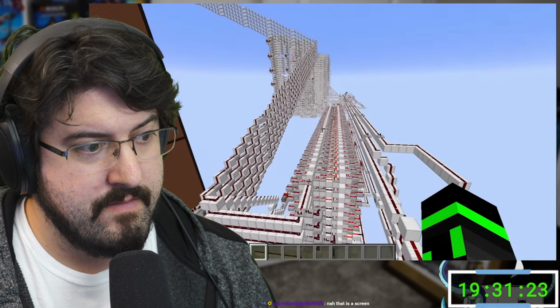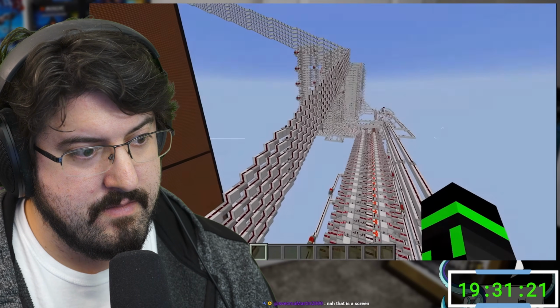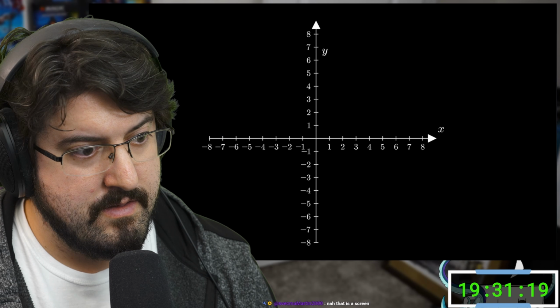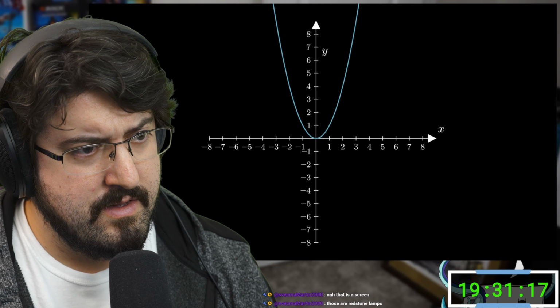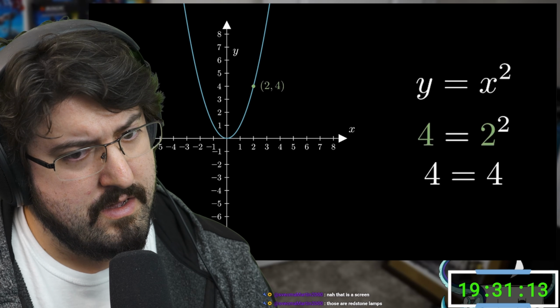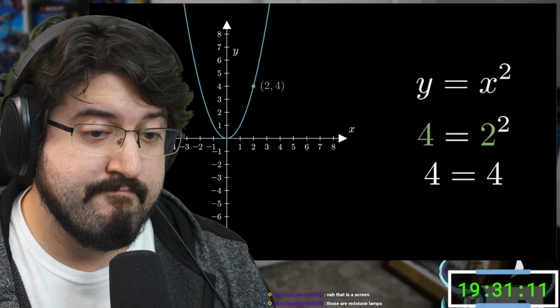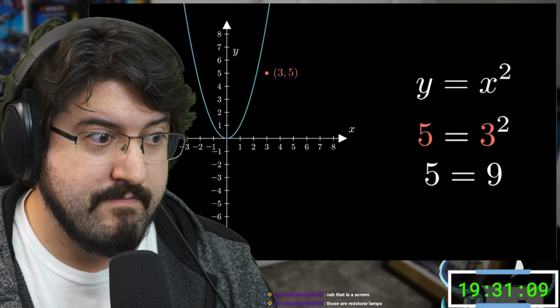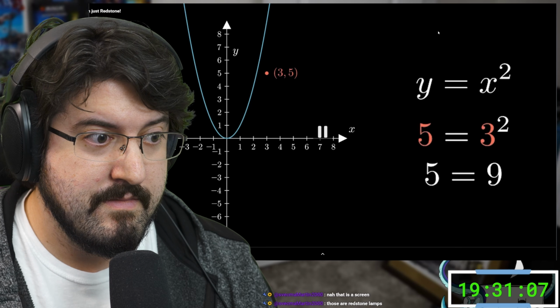After that, the entire rest of the circuit was for graphing. A graph is ultimately just a set of points. It's all the points that make the equation true. In y equals x squared, the point 2, 4 makes the equation 4 equals 4, so it's on the graph. But the point 3, 5 makes it 5 equals 9, so it's not on the graph.